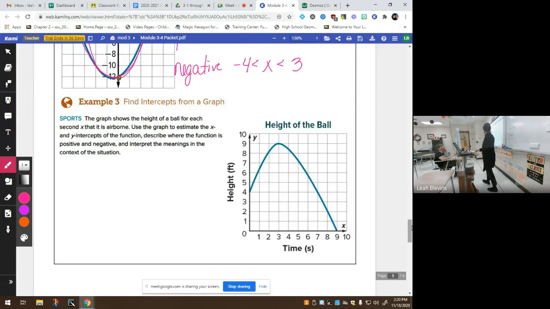It says sports. The graph shows the height of the ball for each second x that it is airborne. Use the graph to estimate the x and y intercepts of the function. Then describe where the function is positive and negative and interpret the meanings in the context of the situation. So what are my intercepts?